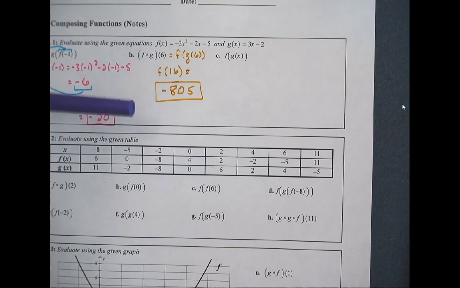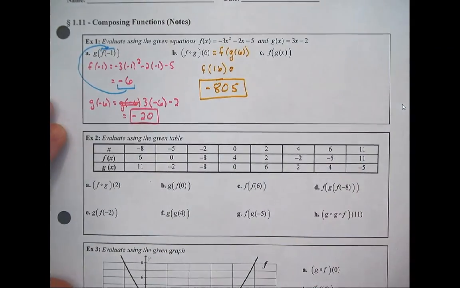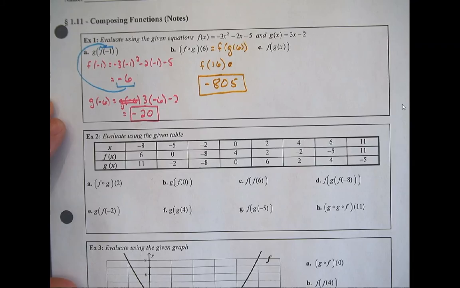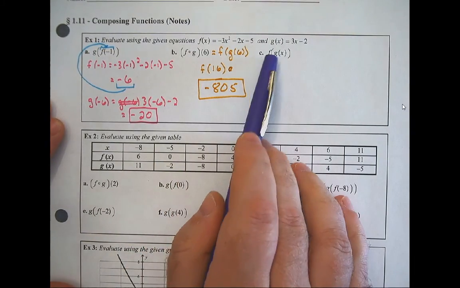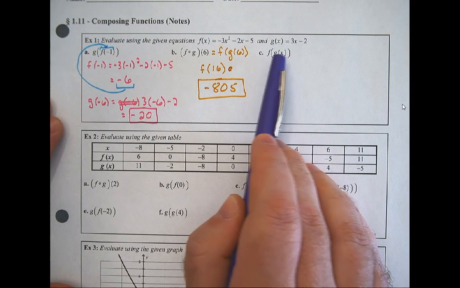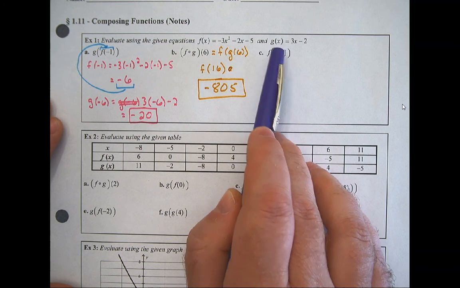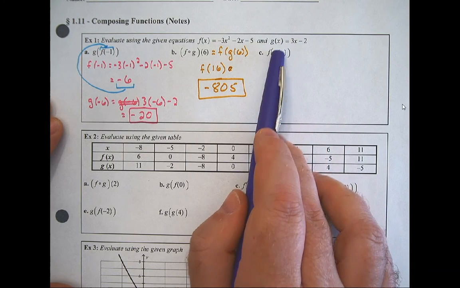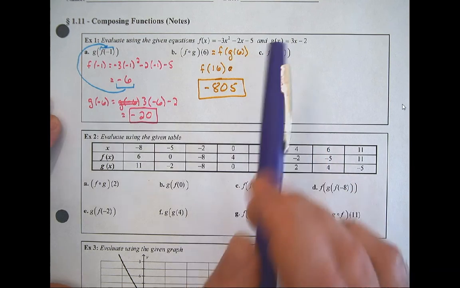All right, so hopefully you've got the idea. Now I'm going to do the same thing, except they give us less information, so my answer will not be as specific. It won't be a specific number. It'll actually be another function. So now I'm taking f of g of x. They didn't tell me what x was, so I'm going to have to take this whole expression and sub that into the f function.